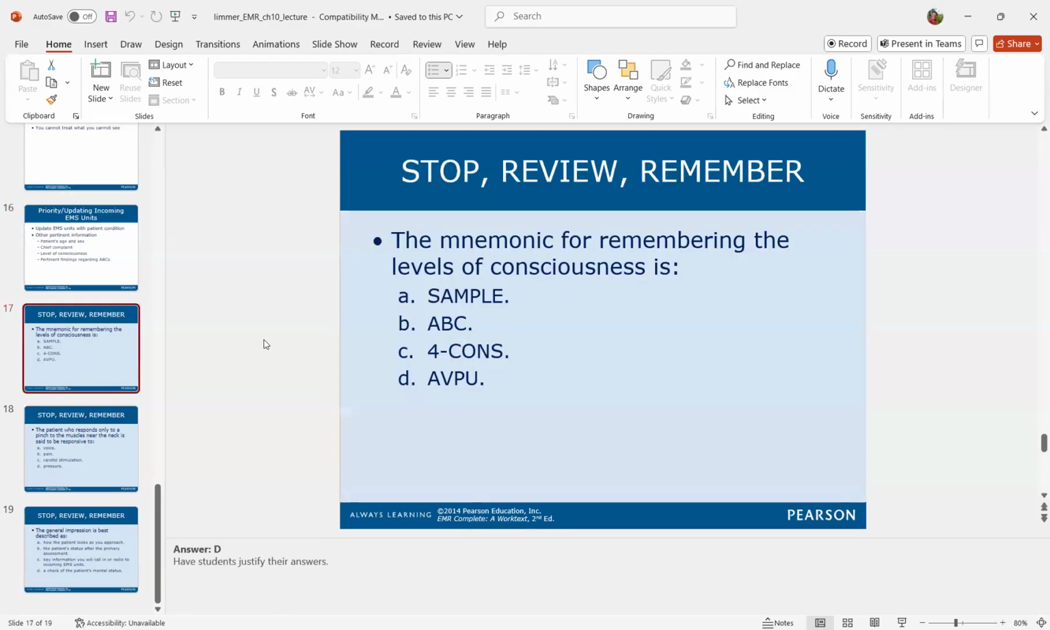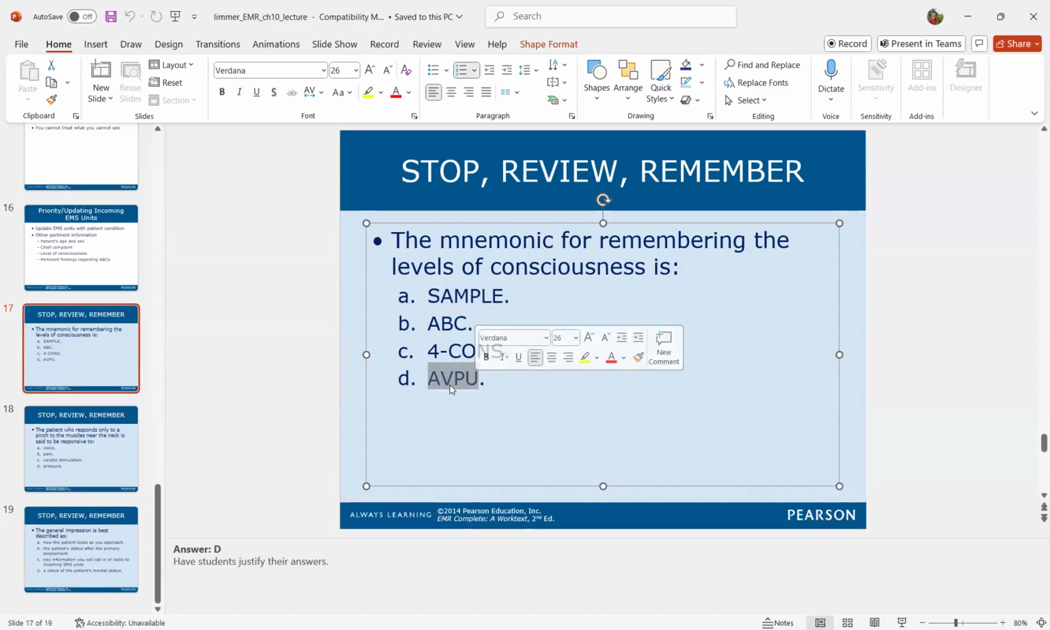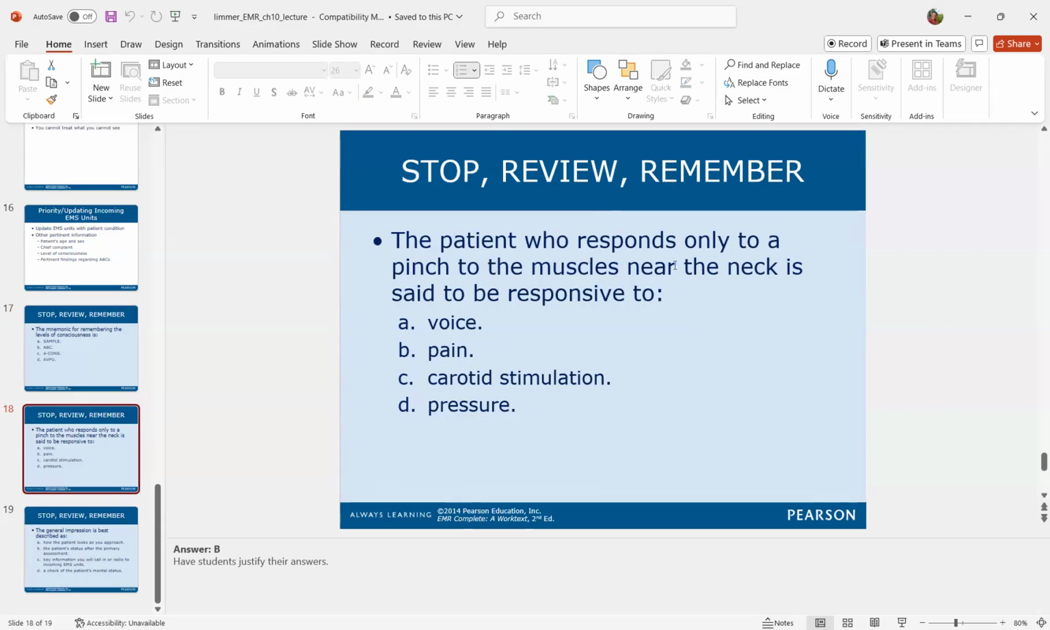All right, the mnemonic for remembering the level of consciousness. We're getting to this one, but the one we're talking about here is AVPU: alert, voice or verbal, pain, unresponsive is what we're looking for. A patient who responds only to a pinch in the muscle near the neck is said to be responsive to pain, because we're pinching their muscle in their neck and they're responding to that. The next level down would be unresponsive if they don't respond to that.